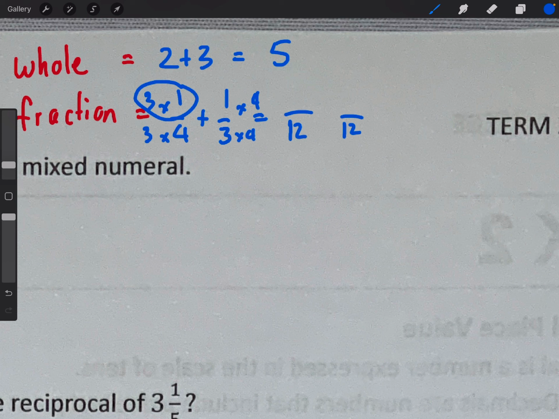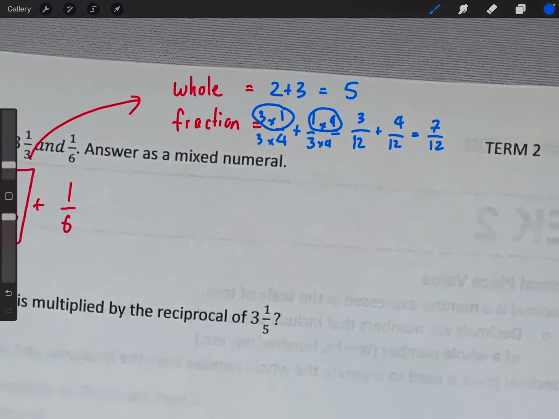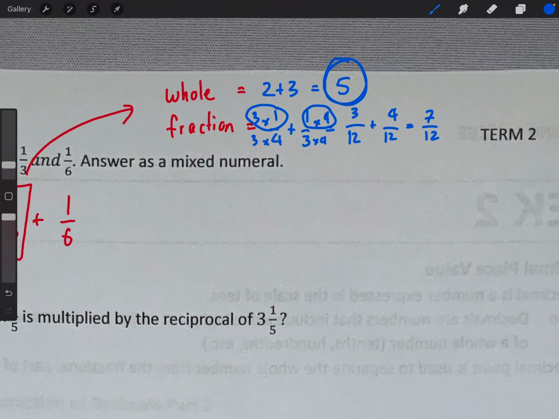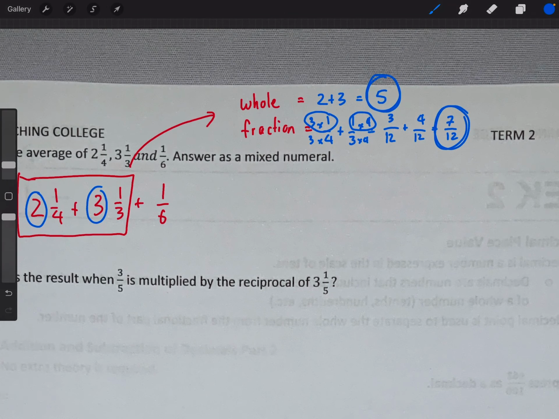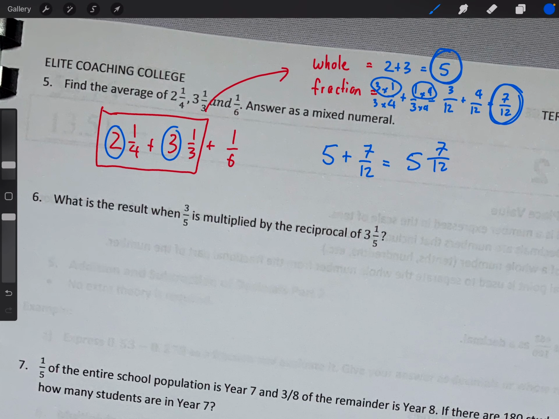3 times 1 is 3, and 4 times 1 is 4, and we add it together, we're gonna get 7 on 12. And now we combine the whole number with the fraction. The whole number is a 5, the fraction is 7 on 12, so when you add them together, you're gonna get 5 and 7 twelfths. There you go, easy. Now that's just adding the first two numbers. Now we're gonna add the third number.